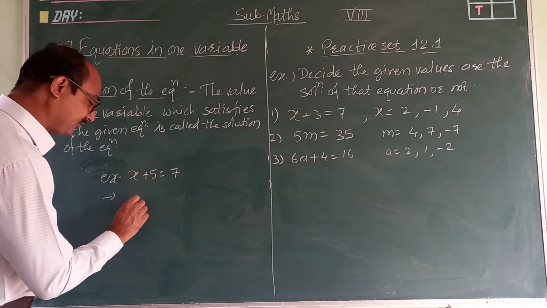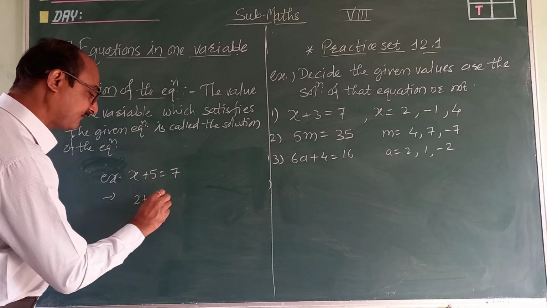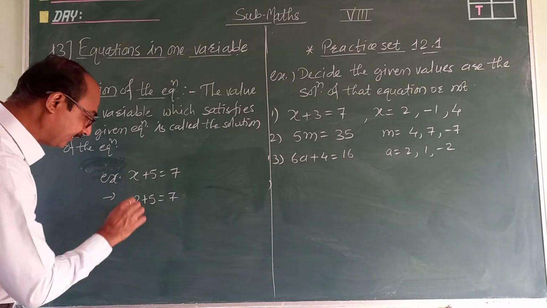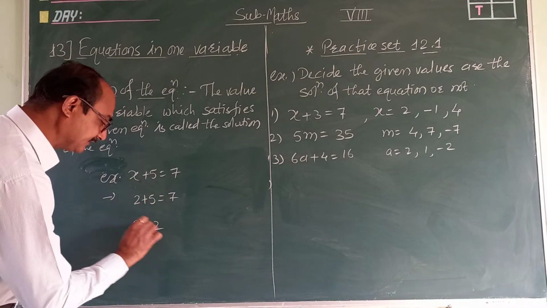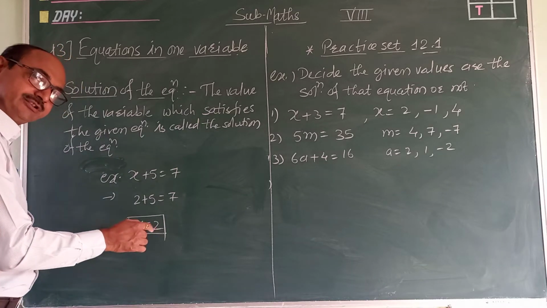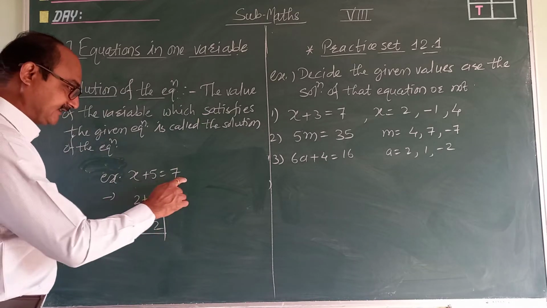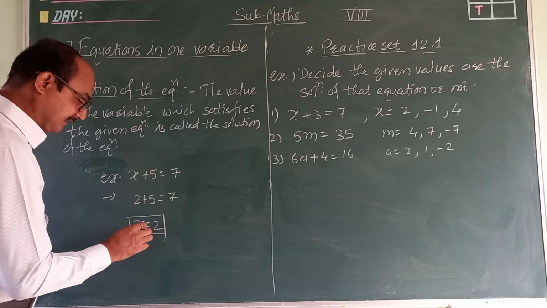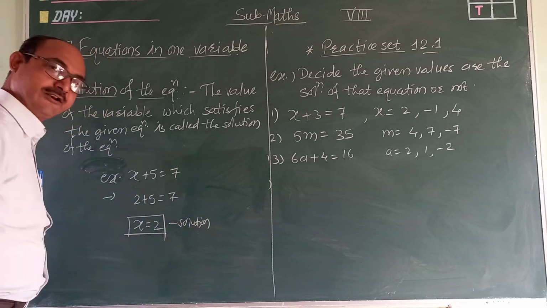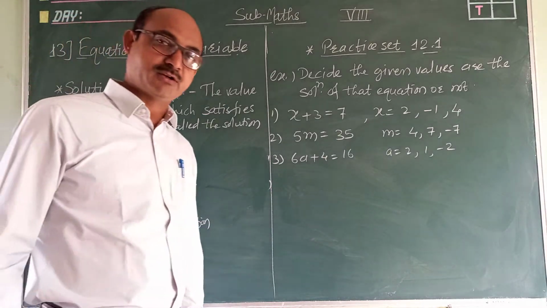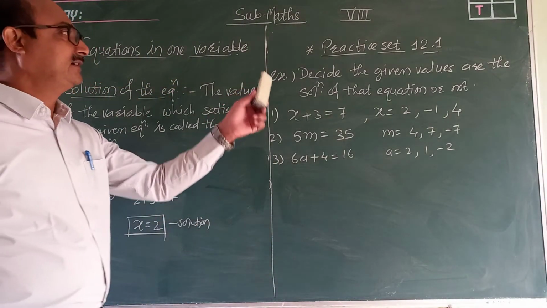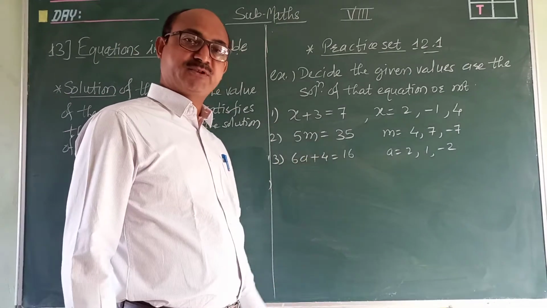For example, here if we write 2 plus 5, we know it is 7. So what is the value of x? This 2. Means this x is equal to 2. This value satisfies this equation. That's why this is known as the solution of the equation. So very simple.